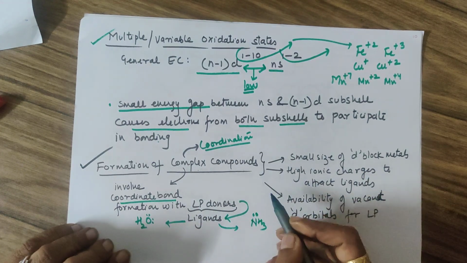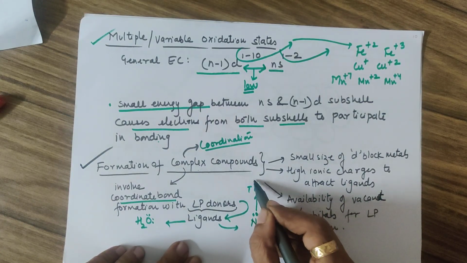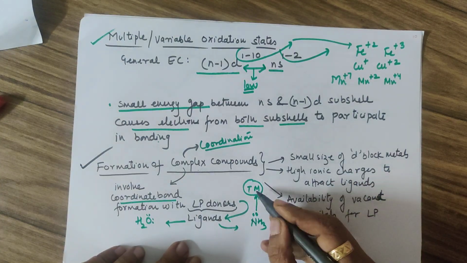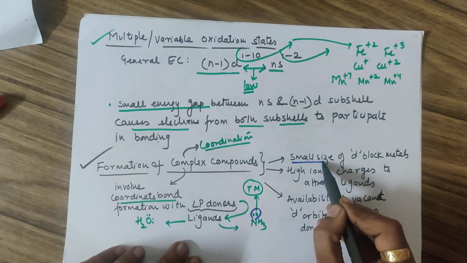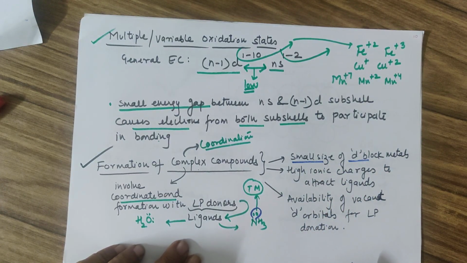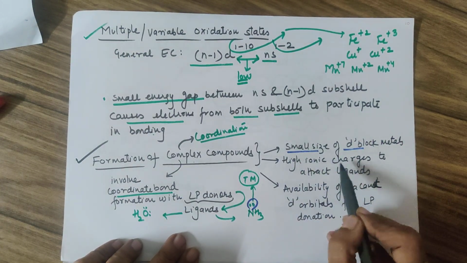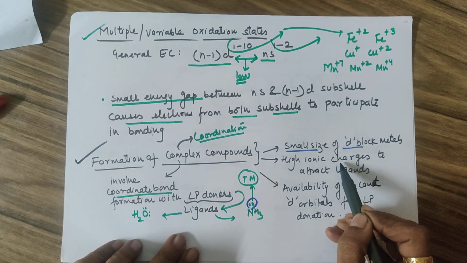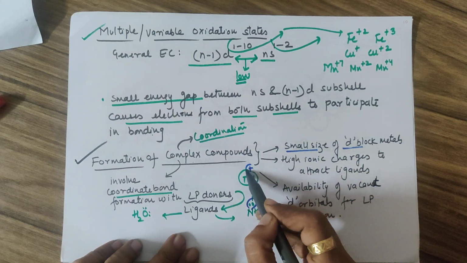Now these entities donate electrons to transition metals. And what is so special in transition metals that they are able to form a coordinate bond with the ligands? The answer is they have a small size because of the presence of d subshell, which has a poor shielding effect, causes the nuclear charge to increase, so their sizes are smaller. They have high ionic charge to attract the ligands. You very well know they show multiple oxidation states, so they have more positive charge to attract the lone pair towards themselves.